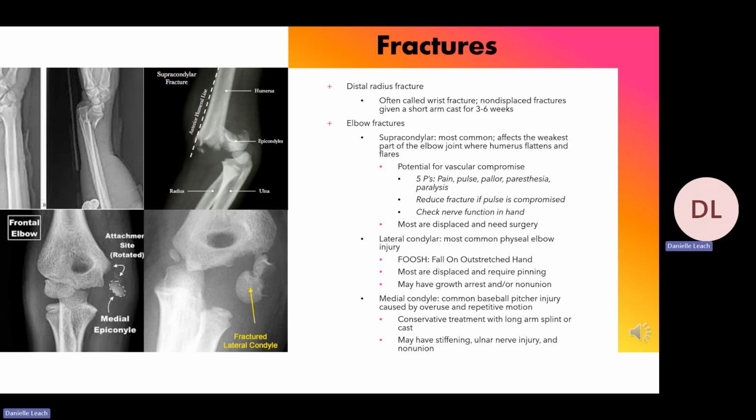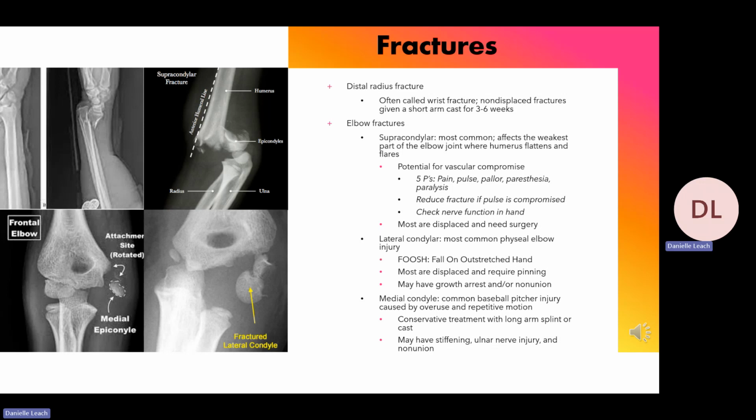Another type of elbow fracture is called lateral condylar. It's the most common physeal elbow injury. So this is a growth plate injury. It's often caused by FOOSH, which stands for fall on outstretched hands. So if you can picture a child falling basically with their hands out in front of them. Most of these lateral condylar elbow fractures are displaced and require pinning, meaning that they're going to have surgery to have pins inserted into this area of the elbow. And since it is a growth plate injury, they may have growth arrest or non-union. Non-union means basically pieces of the bone don't join back together like we would like them to.